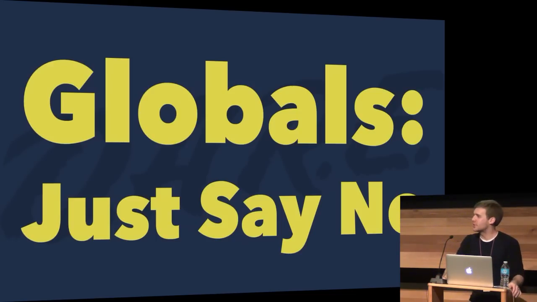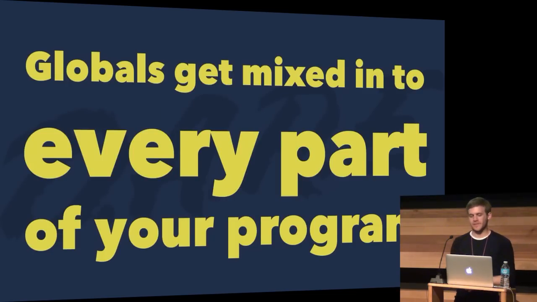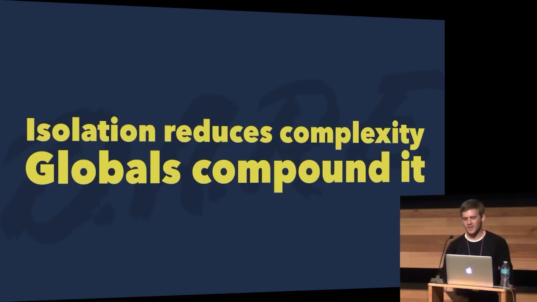So this is the most egregious example of all state, obviously. We all hate globals, right? They're more dangerous because they get mixed in with every single part of your program. If you have a global variable, suddenly it's used everywhere, and you don't know how to extract the different uses of it. The dependencies are all implicit, and all of your components have gotten coupled together, perhaps without you knowing. If isolation reduces complexity, globals compound it, because it's the exact opposite of isolation. Instead of isolating the state, it blankets everything in your application with it.